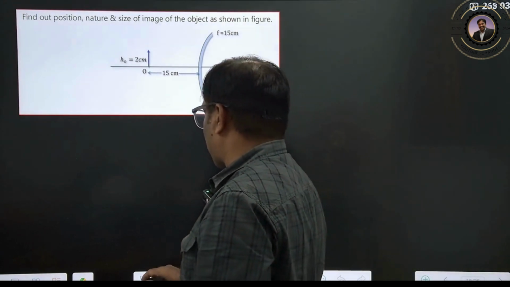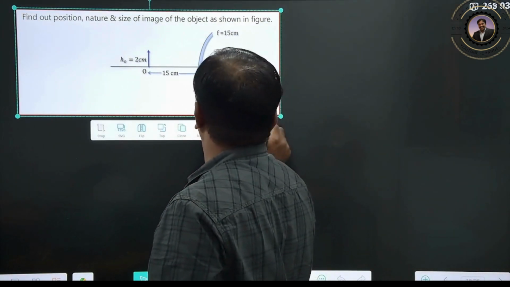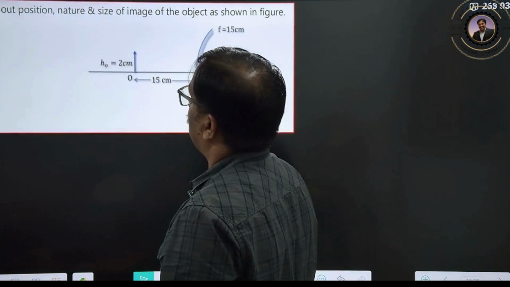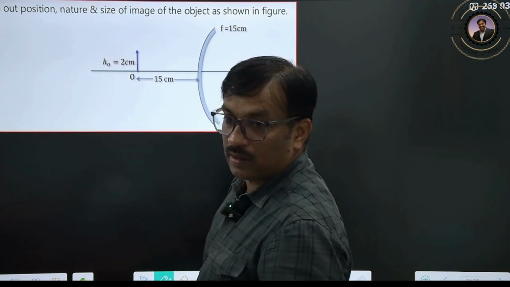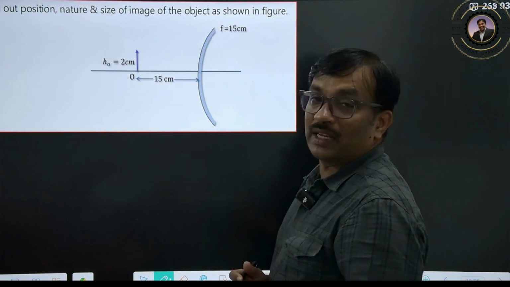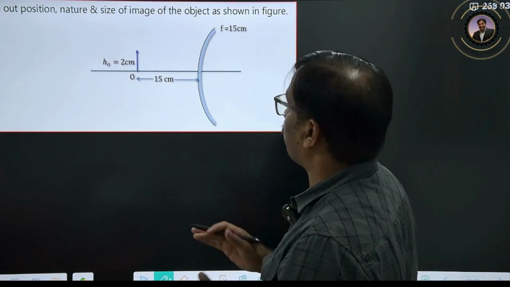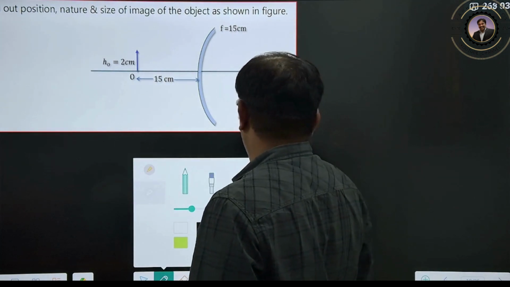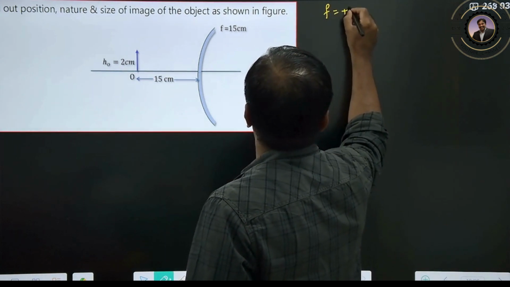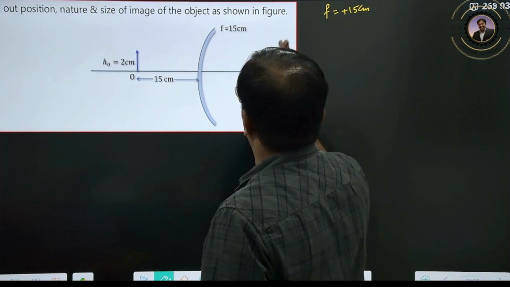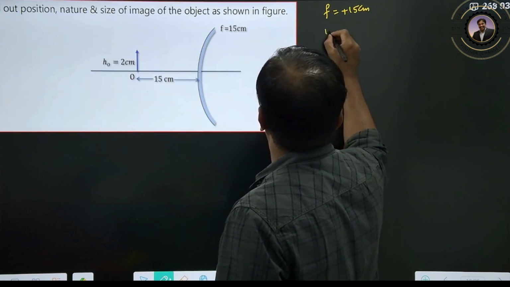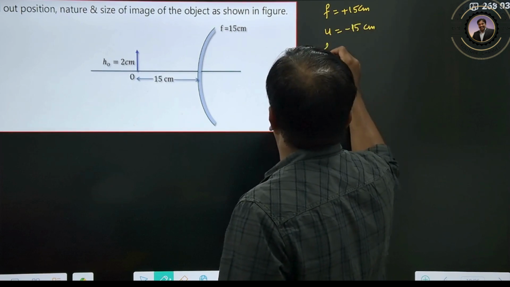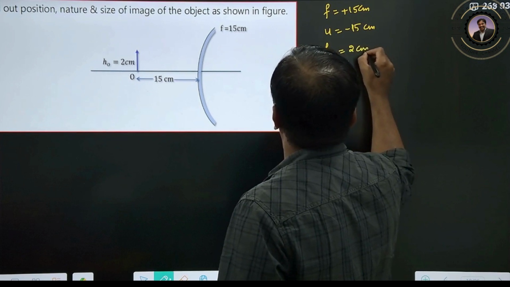Here is the same type of question, but it is given as a convex mirror. Find the position, nature and so on. What is the focal length here? Focal length is plus 15 centimeter. Object distance is minus 15 centimeter. Height of the object is plus 2 centimeter.